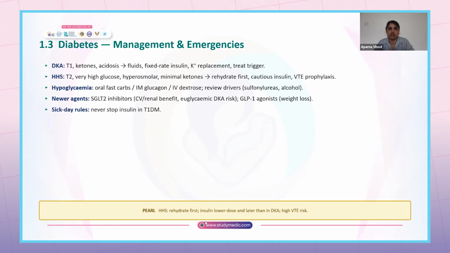Again, look into what is causing the hypoglycemia. Was it alcohol or is there sulfonylurea involved? So manage that accordingly. Now, there are several newer agents that we are using, SGLT2 inhibitors, empagliflozin and dapagliflozin, which have a lot of cardiovascular and renal benefit, and we can find many people on them as a preventive measure for cardiovascular and renal problems.